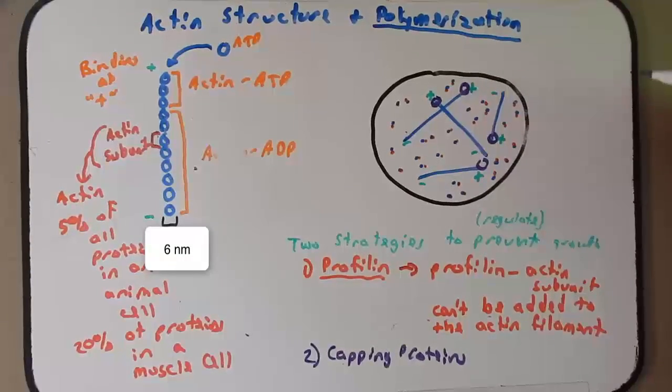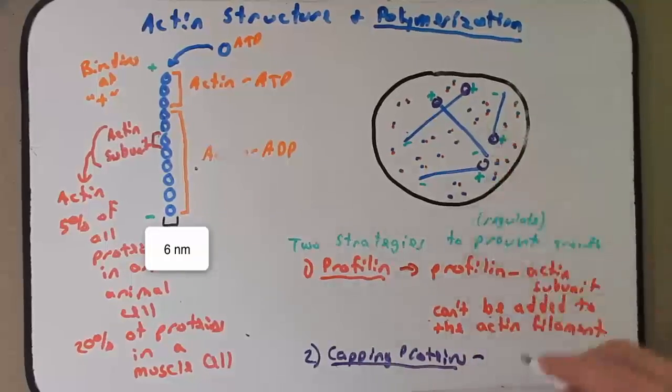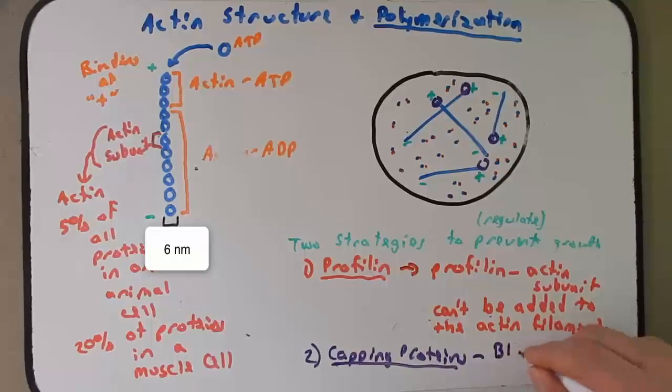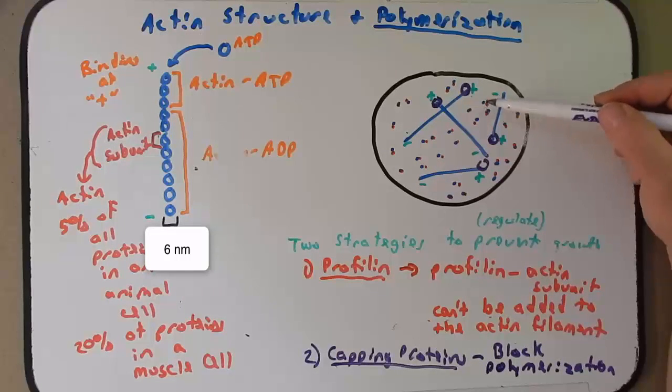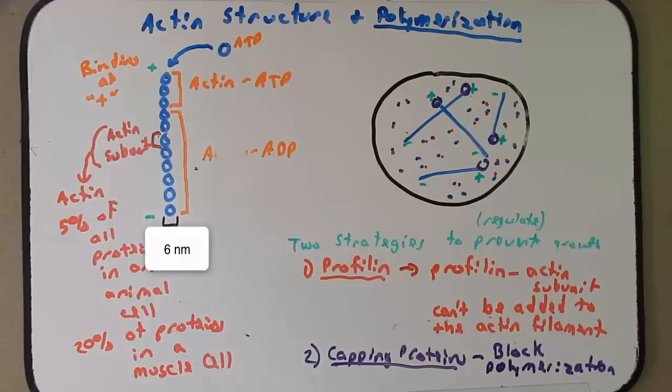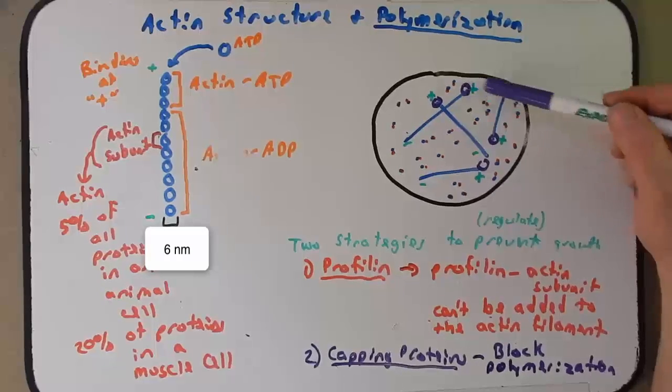The other strategy is that various proteins that we're going to call capping proteins bind to the plus end of the microfilaments. And when they're bound to the plus ends of the microfilaments, they block polymerization. Now when the cell does want to have actin growth, it will remove the profilin and the capping proteins so that actin subunits can be added to the positive ends. This is just a strategy to have an abundance of actin subunits in the cytosol waiting to be added.